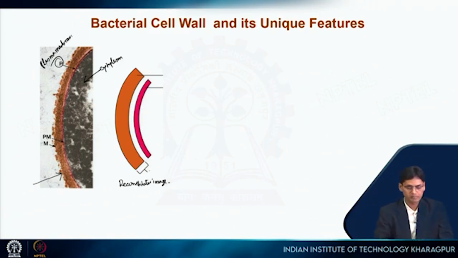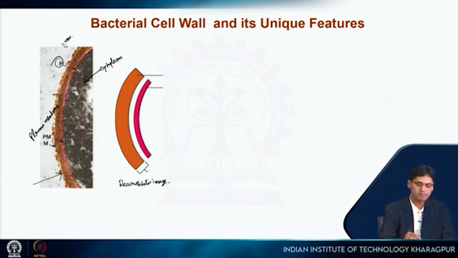Plasma membrane. So this is PM. PM means plasma membrane. Then in this case, this is murin. P stands for periplasmic space. And this is plasma membrane. So I am just erasing this. This is periplasmic space, the space between the cell wall and the plasma membrane.